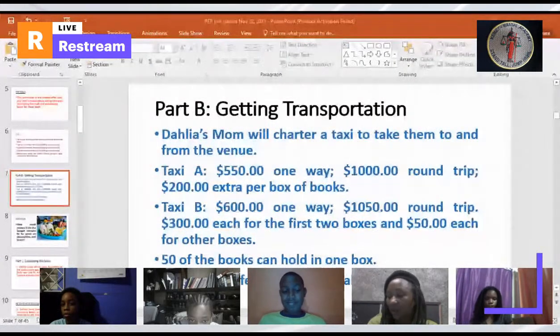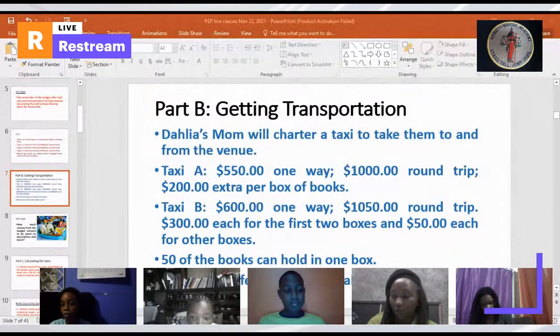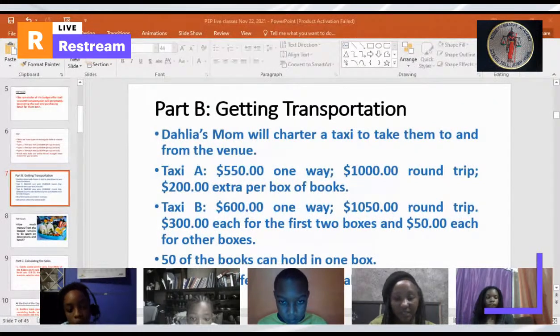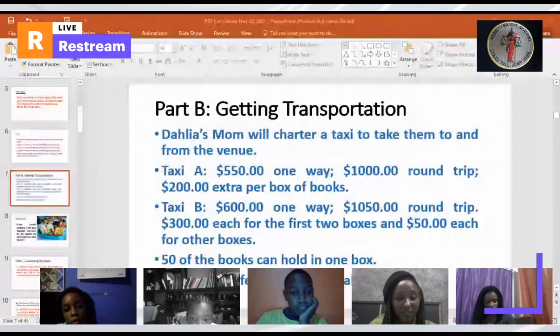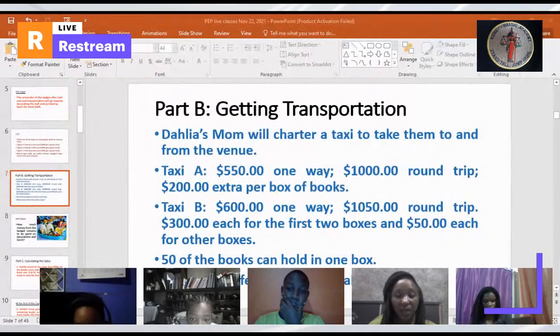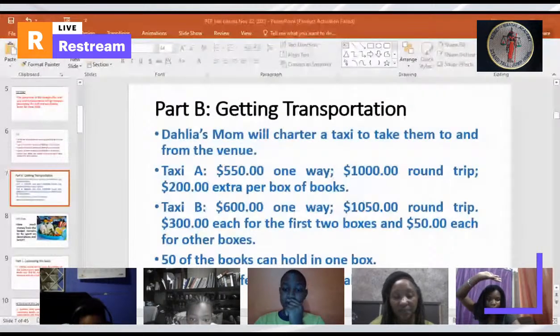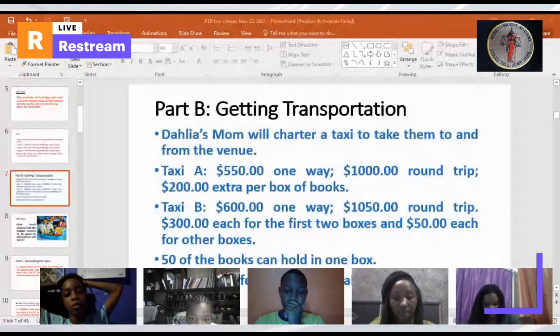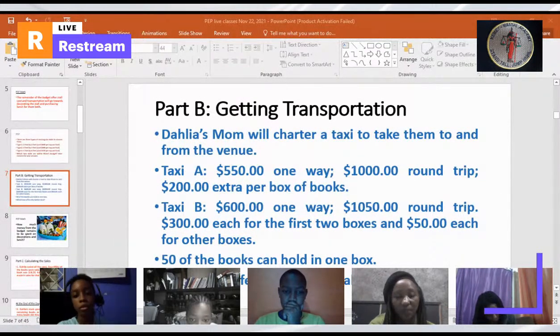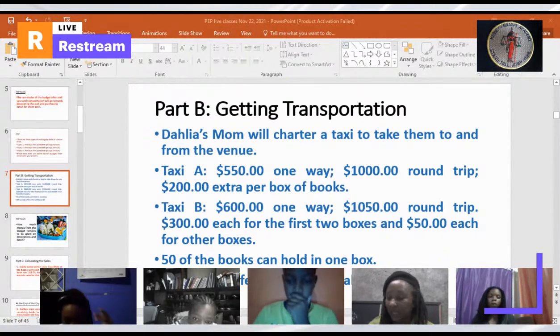So let's work out how much she would pay on taxi B. All right, so it's a round trip, so she's going to pay the $1,050. She has 5 boxes. He's charging $300 for the first 2 boxes, so that's 300 plus 300, that's 600, and then $50 each for the other boxes. So she has 3 other boxes. 50 times 3 is $150. So in all, for taxi B, she would pay the $1,050, the $600 plus the $150. How much is that in all, Madison? 1,500. So let's see, 1,050 plus 600 is 1,650 plus the 150 for the 3 extra boxes. That would be 1,800.